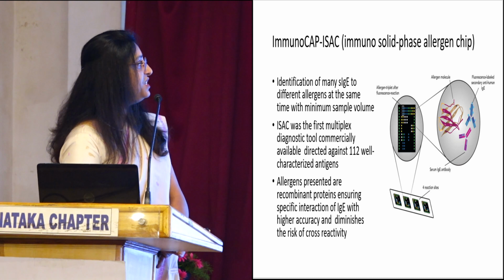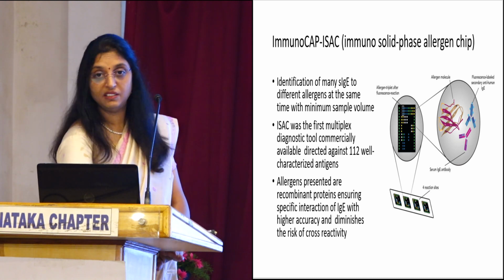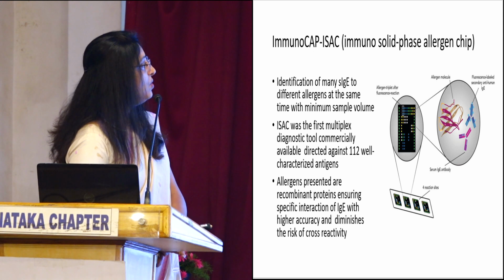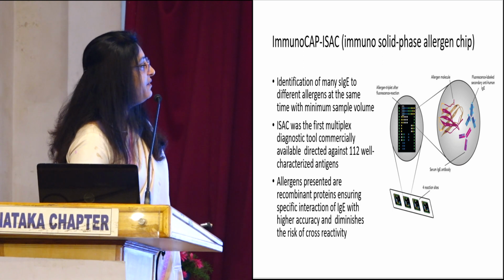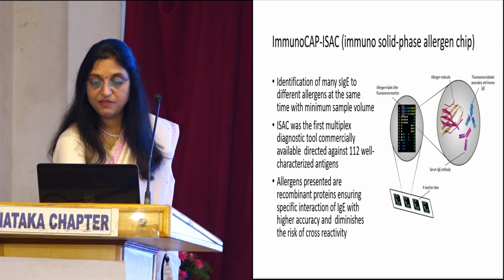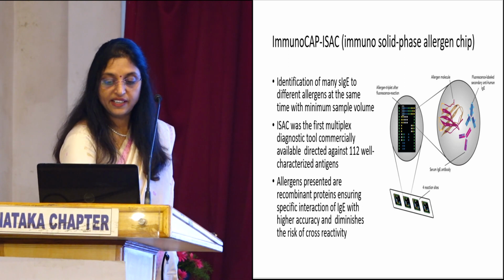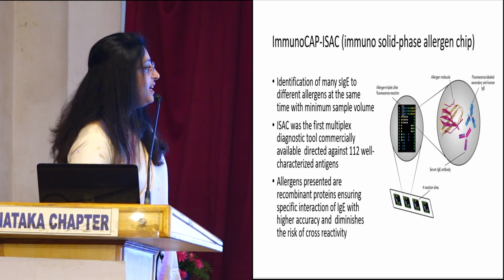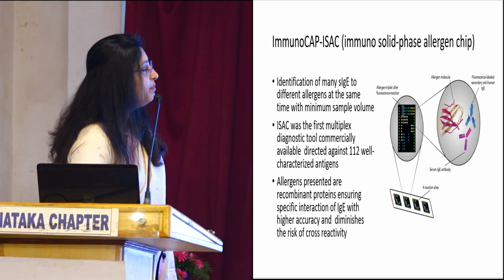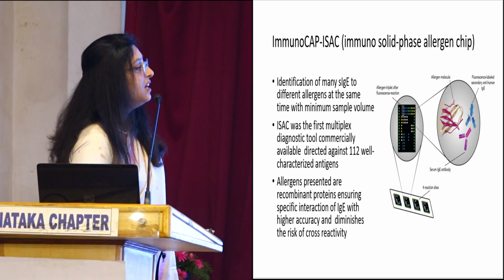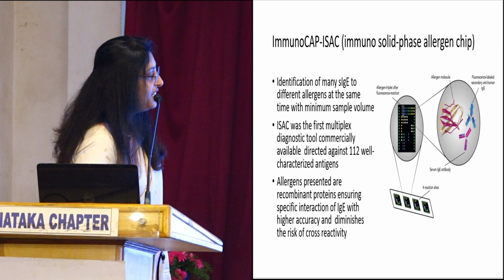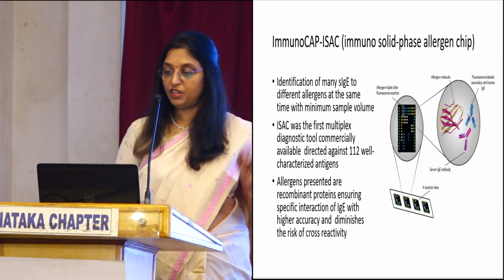So the first assay which came was the ImmunoCap, or what is now being used by FADIA, wherein you identify various allergens by many specific IgE to different allergens at the same time with a minimal volume, which was the first tool, where you could detect 112 well characterized antigens. The allergens are basically coated by using the recombinant technology. They are usually coated onto the slide, and then it binds to the antibody. The fluorescent labeled secondary antibody is added. Then you look for the reaction which happens by using the automated software.